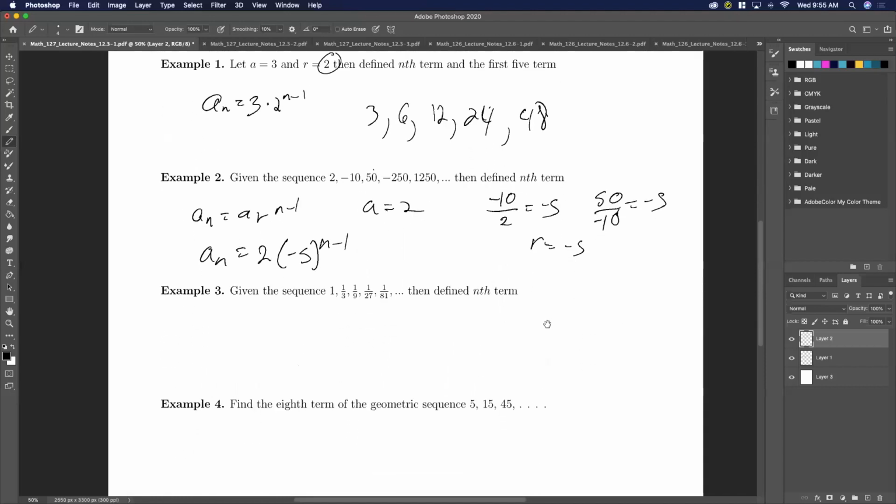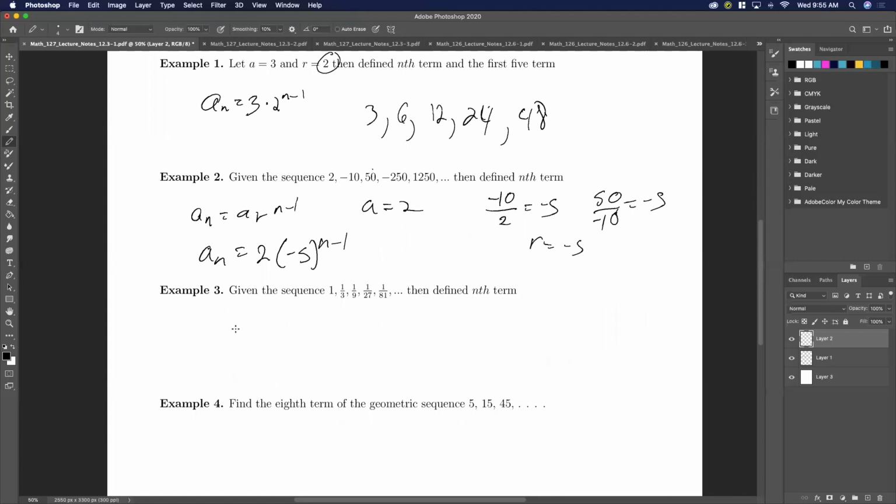All right, we're going to do the same thing here. Given this sequence, define the nth term. The a is just the first term, which is 1. So we just leave the 1 here. To find out what the common ratio is, we take the second term divided by the first term. I get a third. We take the third term divided by the second term, and if I actually did this, you get a third. So r equals 1/3. And so we can write a_n is equal to 1 times 1/3 to the n minus 1 power.